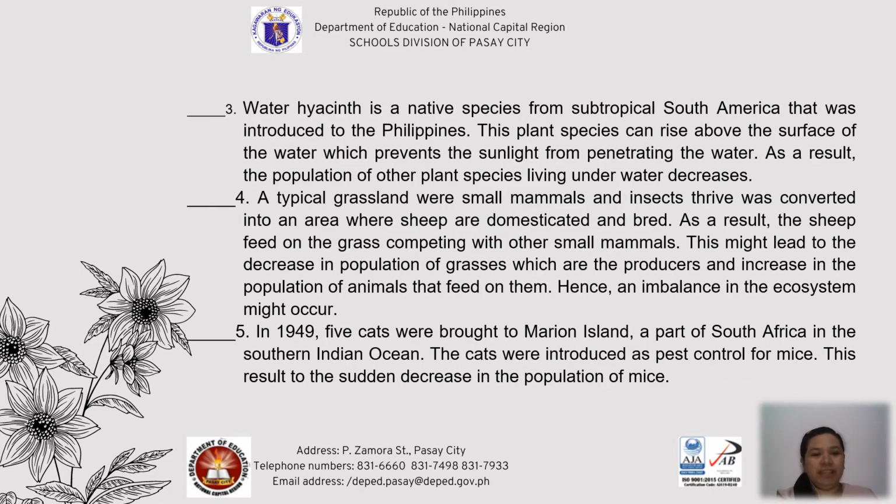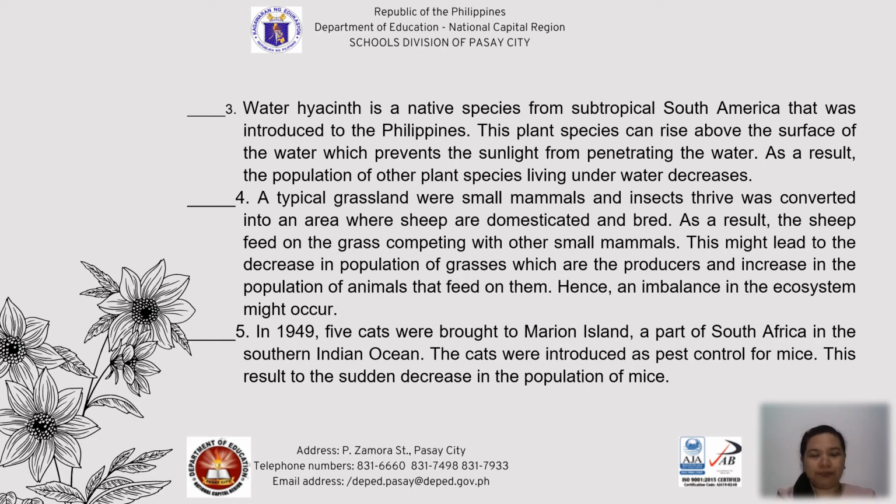Scenario number 3. Water hyacinth is a native species from subtropical South America that was introduced to the Philippines. This plant species can rise above the surface of the water, which prevents the sunlight from penetrating the water. As a result, the population of other plant species living underwater decreases. What will be the answer? If your answer is letter B, you are correct. Introduction of foreign species is the event for this scenario.